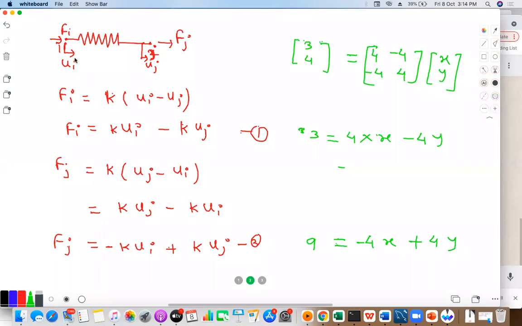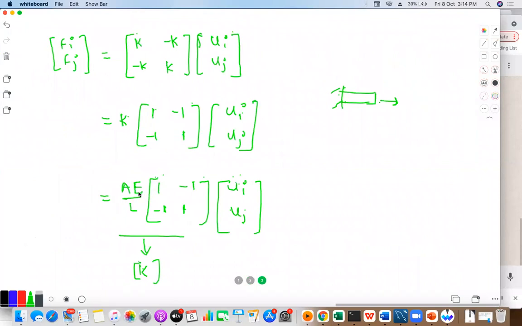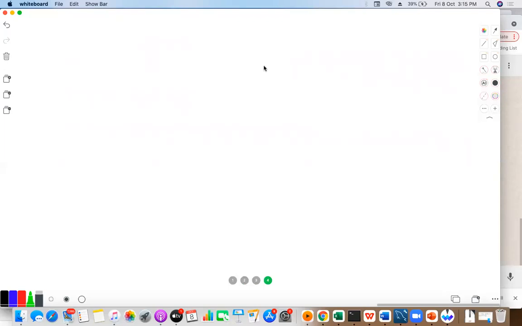What we have done? We have written the force at node i, then the force at node j, and we have written that in the matrix form. And then we have just put the value of k. That's it. This is simple. That was the direct method.